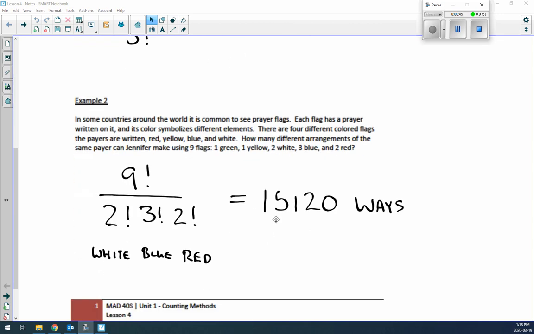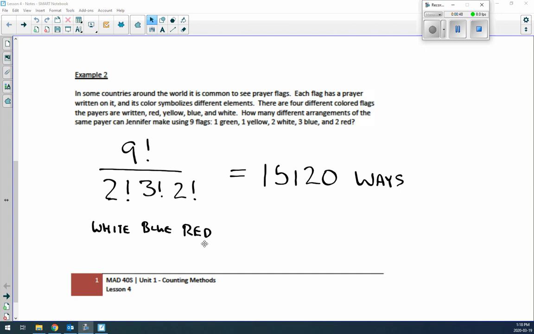Okay, so example number 2. Some countries, they have prayer flags. Now the prayer flags have different colors on them also. But if you look, there's 9 different flags in total. And we have 1 green, 1 yellow, 2 white, there's repetition, 3 blue, more repetition, and 2 red.